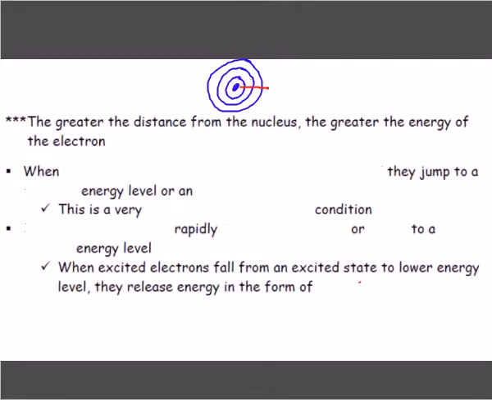So that's my analogy, guys, saying the greater the distance from a nucleus, the greater the energy of the electron. You've got to remember that, highlight it, star it. It should just make sense if you think about it. The greater the distance from the nucleus, the greater the energy of the electron. Okay?